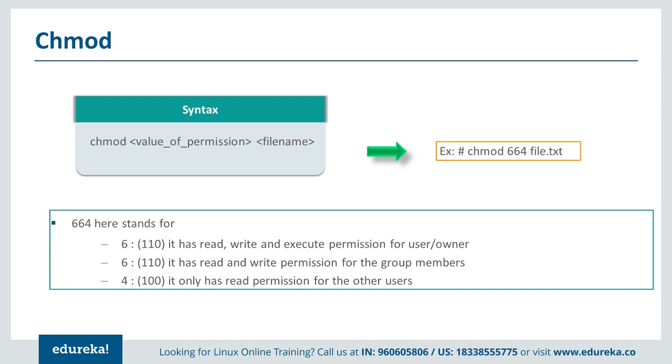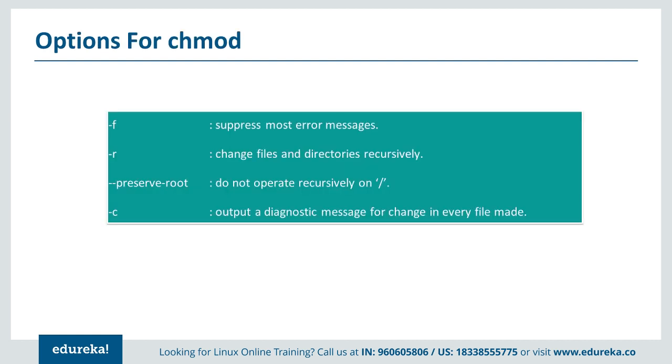It changes the permission. Options for chmod: again, -f suppresses the error messages. -R changes files and directories recursively. If I have to give a permission to a whole directory recursively, and the same permission should go on all the files, then we can use the -R option. Then -c outputs a diagnostic message for every change made. So all the files which will be changed will be shown over here if you use the -c option.